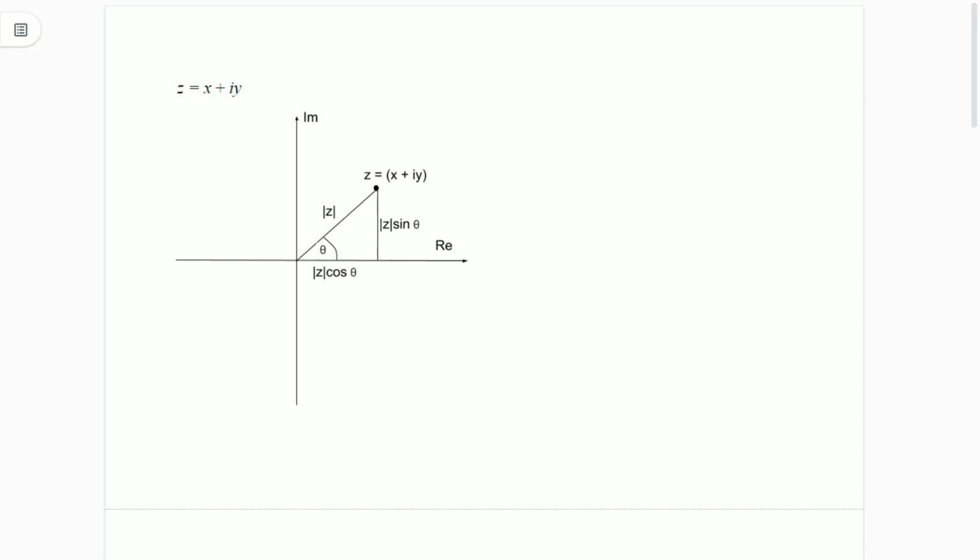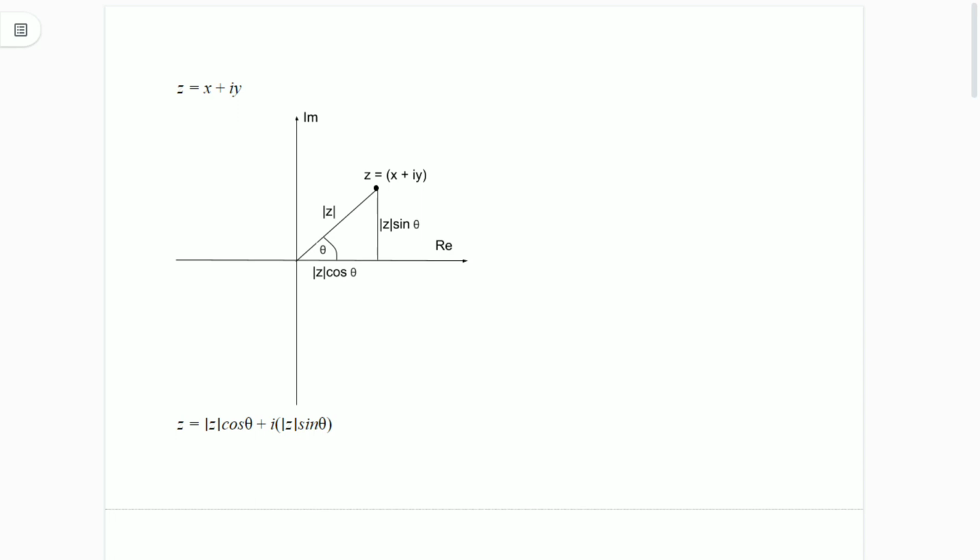Now we have x and y in terms of the angle theta and the magnitude of z, we can redefine z in terms of theta and the magnitude of z by replacing x and y in our original expression. This gives us a new expression for z as z equals the magnitude of z times cos theta plus i times the magnitude of z sine theta.